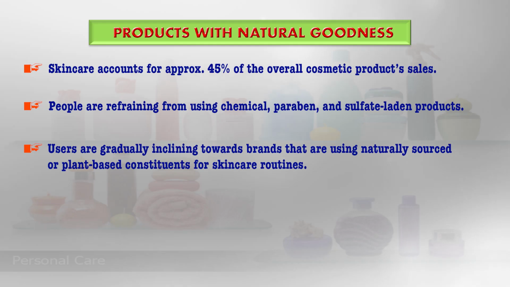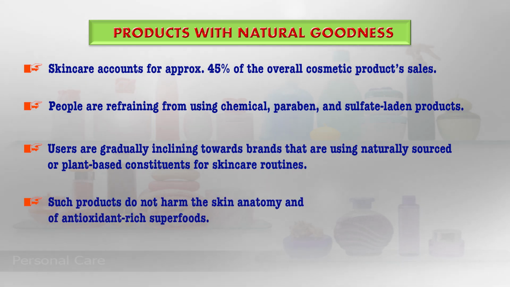Even now when you go to the shops, you can find shampoos and other products which say that this is sulfate free, these are paraben free. So now people have become conscious of these eco labels, and they want these labels to be in order so that they can make the right choices while purchasing. Users are gradually inclining towards those brands that are using naturally sourced or plant-made constituents for their skincare routines. Such products will not harm the skin anatomy or the skin health, and they can also provide the power of antioxidant rich superfoods. And of course, in the same way, they will not harm the environment as well.